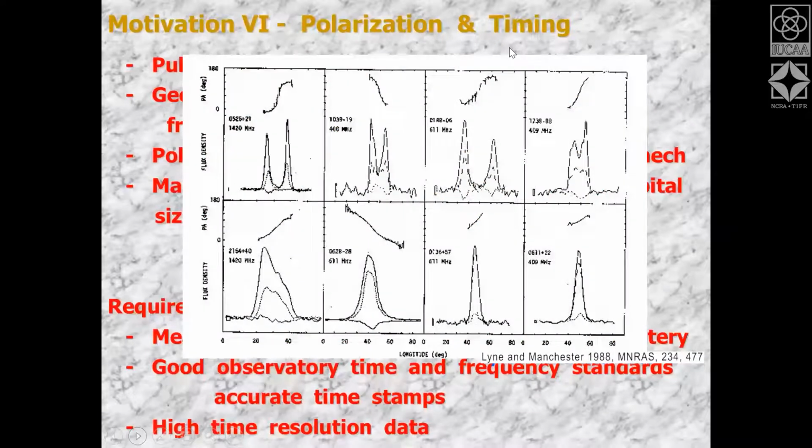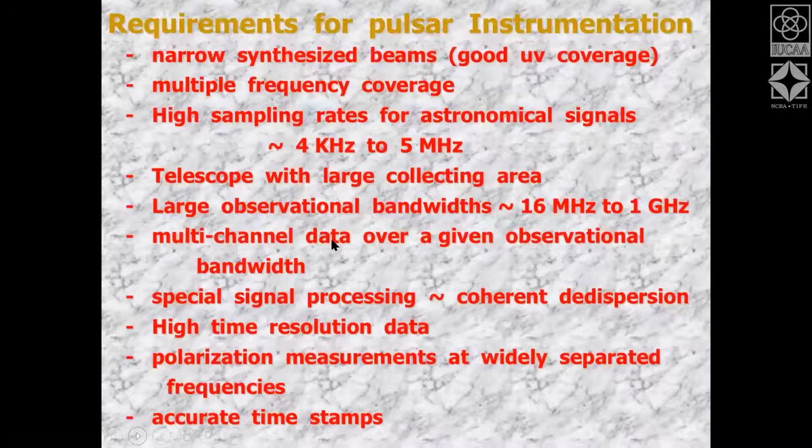So based on this motivation, a typical pulsar instrumentation requires the following thing. You need narrow synthesized beam, which means that you need an interferometer like GMRT spread over several kilometers, which will give you a beam size which is quite small. Say, for example, L band GMRT, you can get a few arc second kind of beam size. Remember, pulsars are point sources.